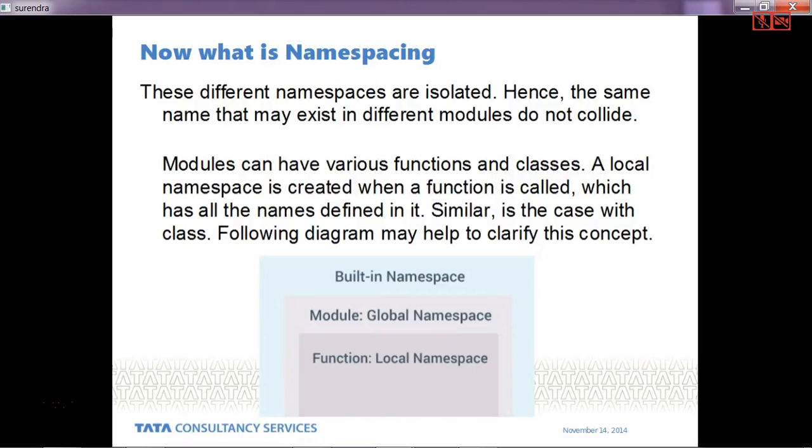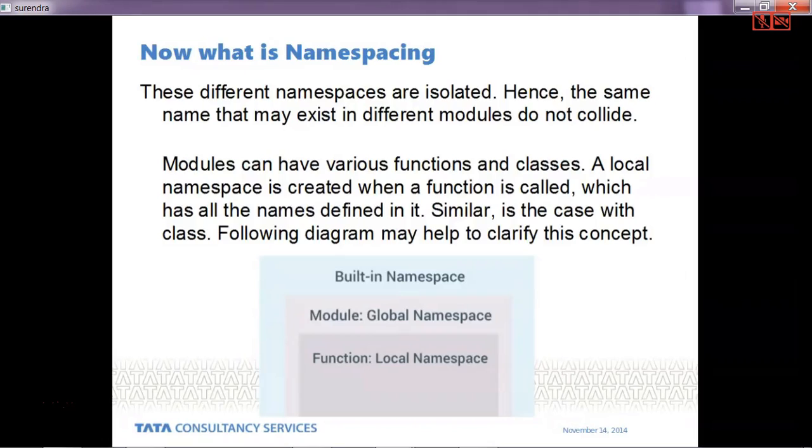A module can have various functions and classes. A local namespace is created when a function is called. See, in the function you created some variable, in the module we created some other variable, and in the built-in namespace we created some other variable. Each namespace is different, so based on the scope also, namespaces can be defined.